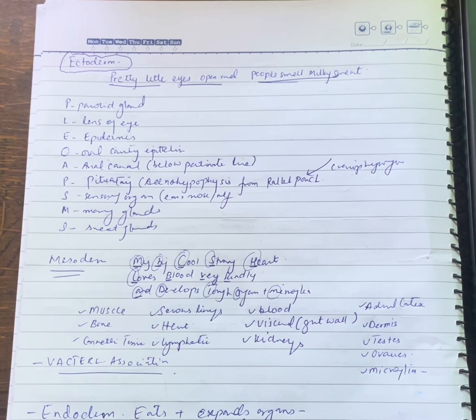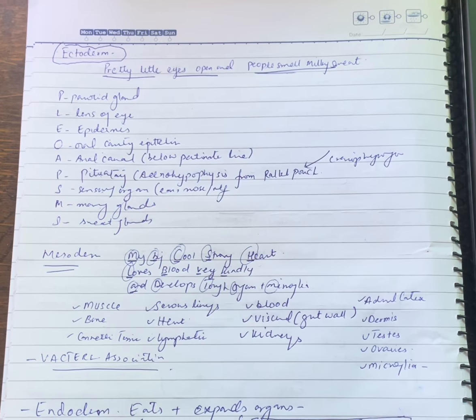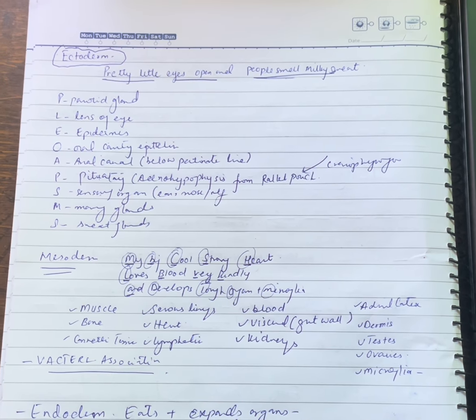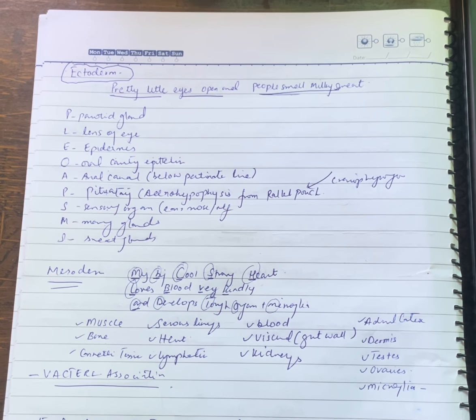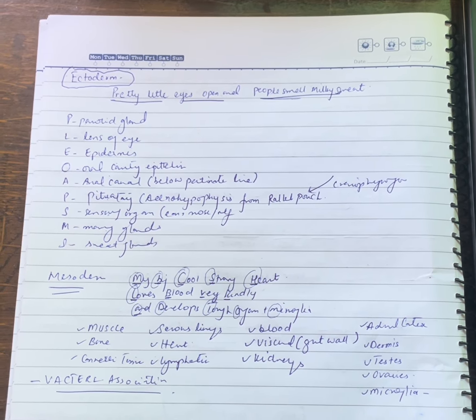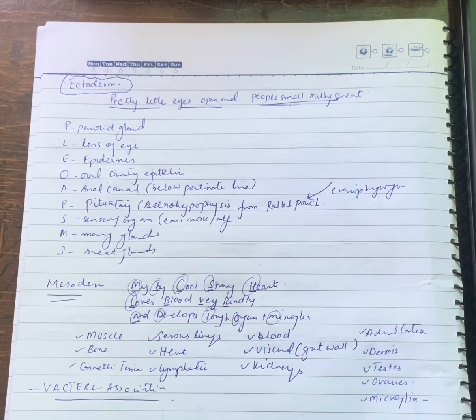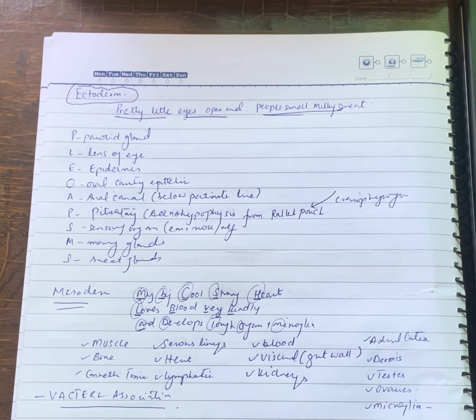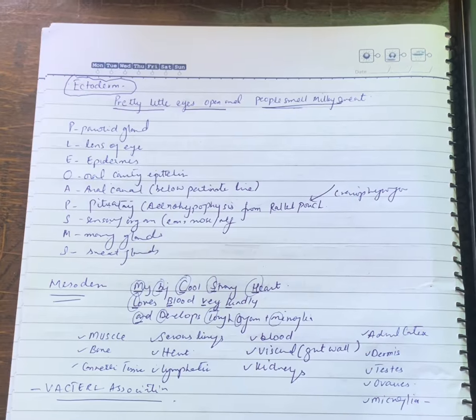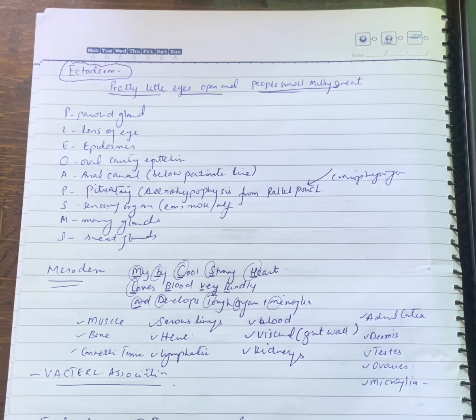Pretty is for the P, that is the parotid gland. Little is for the lens of the eye. Eyes is for the epidermis. O is for the oral cavity epithelium. And A is for the anal canal, that is the part present below the pectinate line. The part above the pectinate line is the derivative of the endoderm.